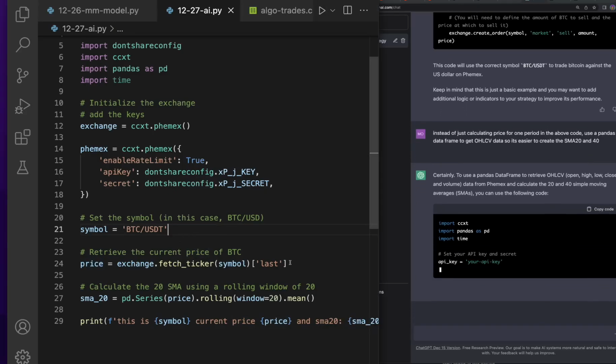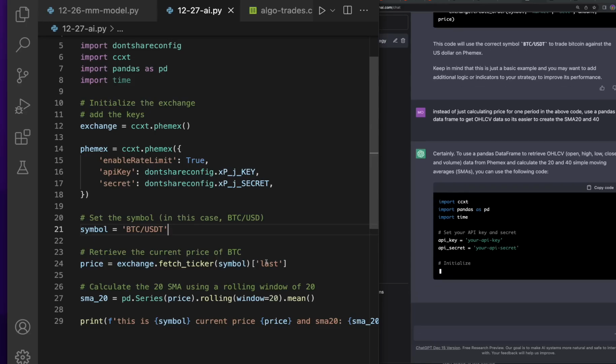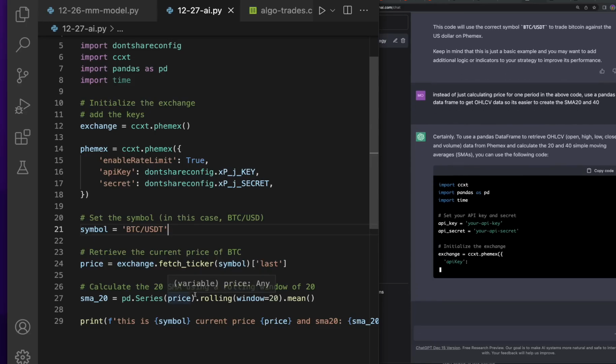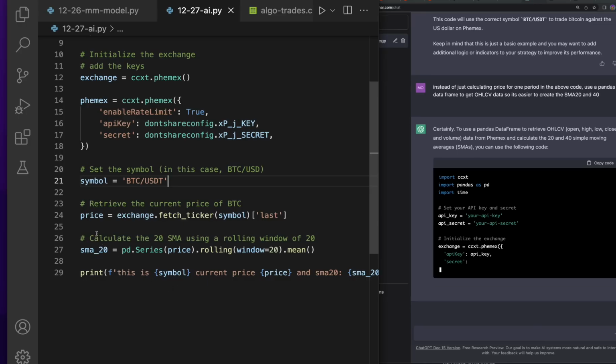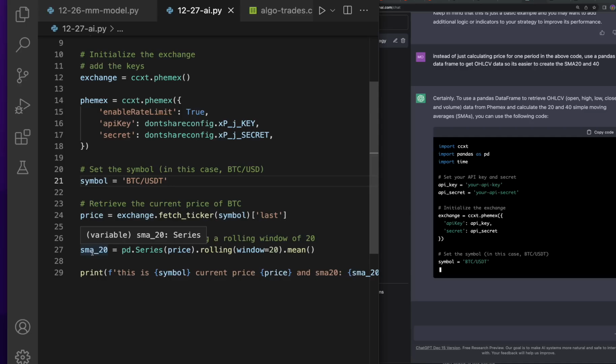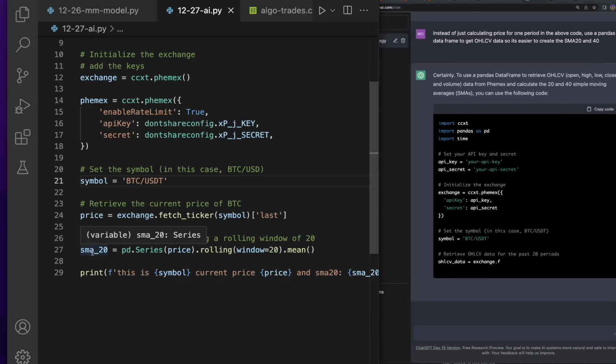The way I would do it is I would get a data frame and fill it up with all the data, right? And instead, the AI went ahead and said, hey, we're just getting the current price. But then you can't make the SMA off of just the current price, right? You need multiple prices. You need the price for the last 20 periods.